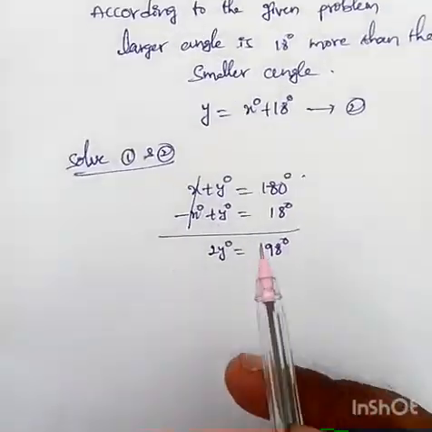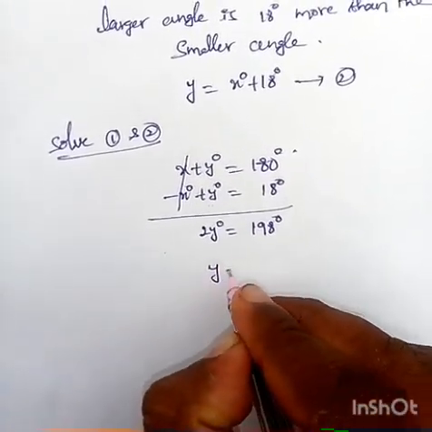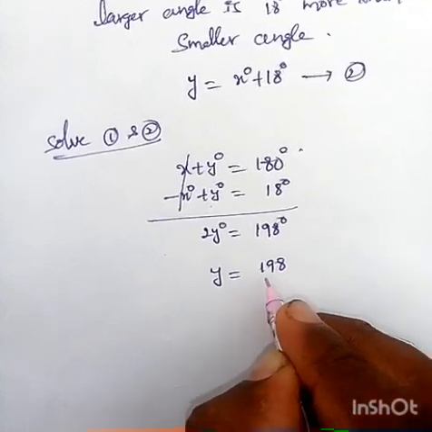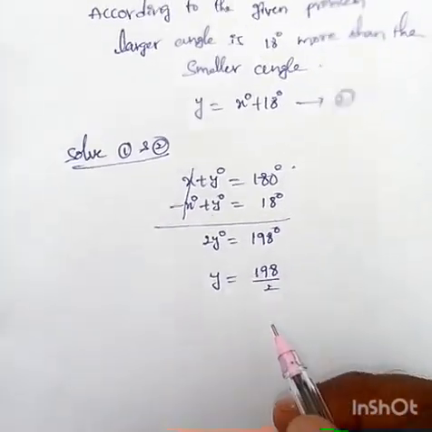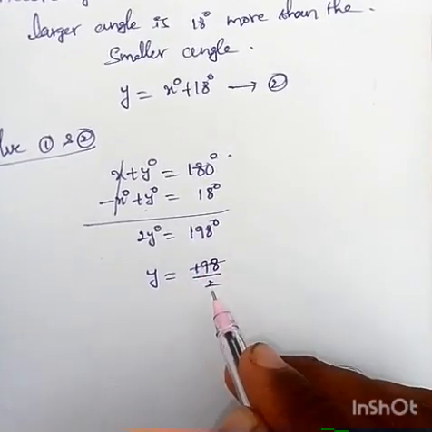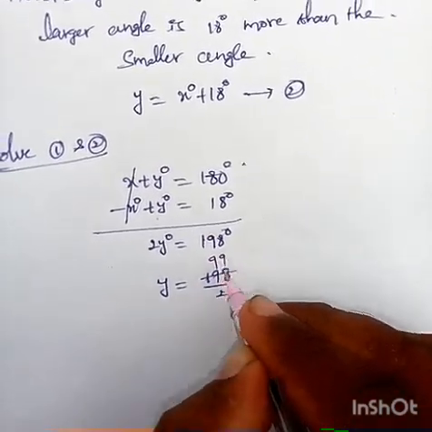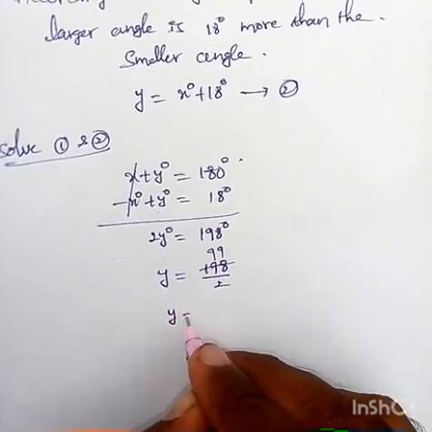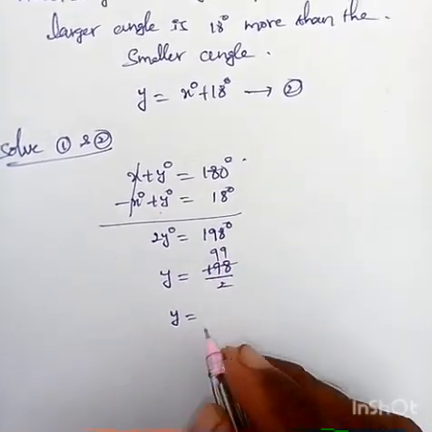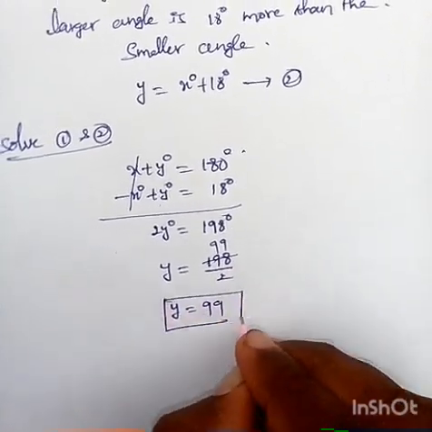Here we need the y value only, so I transpose the 2 also. So y is equal to 198 by 2. The 2 gets cancelled: 2 nines are 18, so 2 goes into 198 ninety-nine times. So y is equal to 99.